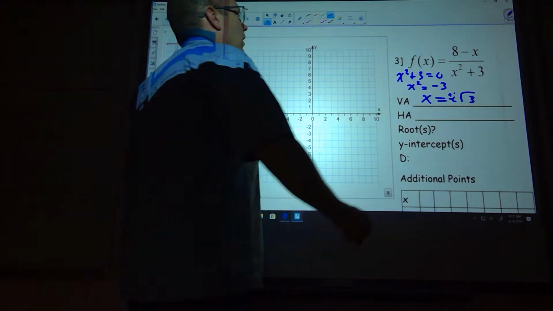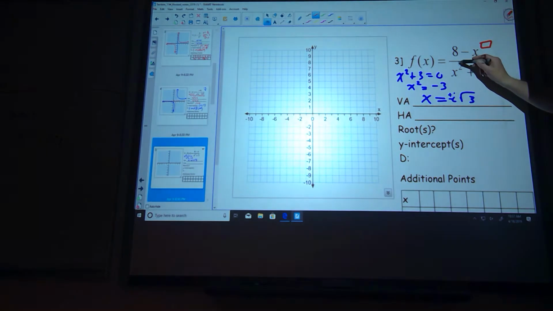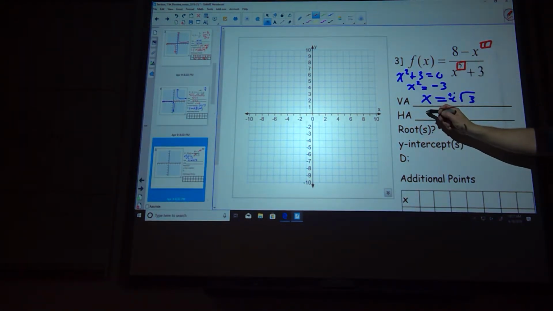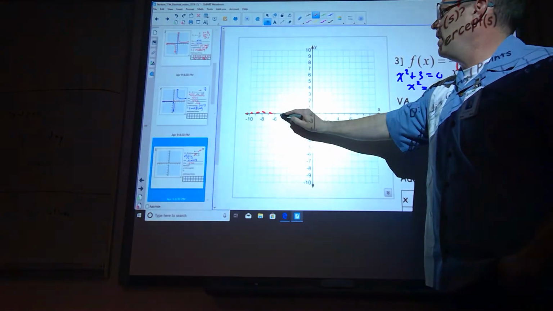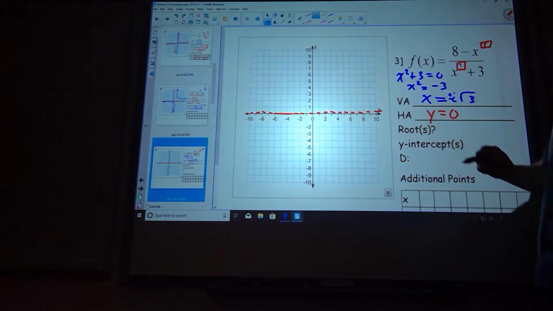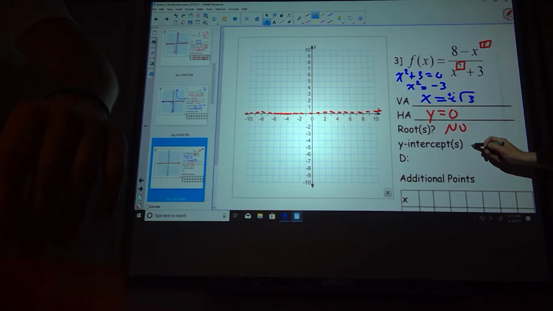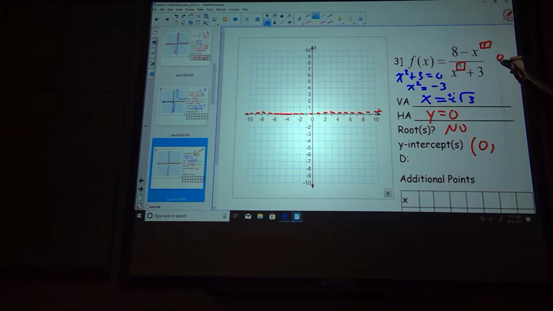Let's take a look at the horizontal asymptote. Do we have a horizontal asymptote? My degree on top and my degree on bottom: this is a 1, that's a 2. So my horizontal asymptote has to be y equals 0. So I do have this. Do I have any roots? No. Do I have a y-intercept? Maybe, I hope. So if I plug 0 in for my x, I get 8 over 3. That's 2 2/3.